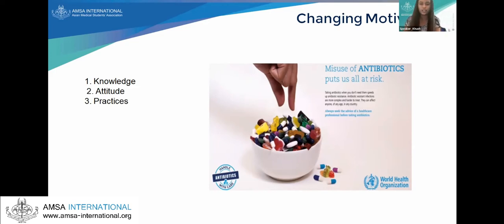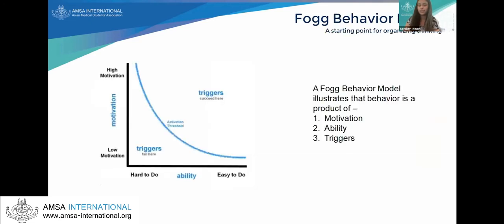When we talk about changing motivation, there are three aspects, the knowledge, attitude, and practices, that we need to influence. Having an idea or a survey on the existing knowledge, attitude, and practices of your target population can help you influence their motivation in a better sense. As in the previous slide, you could categorize your population into a high motivation or a low motivation population, depending on the results you get from the knowledge, attitude, and practices in regards to your program.